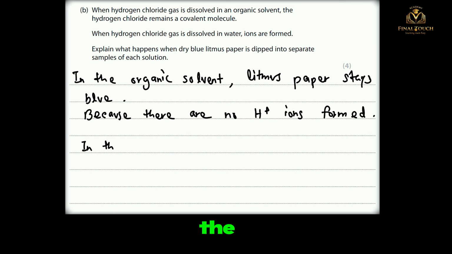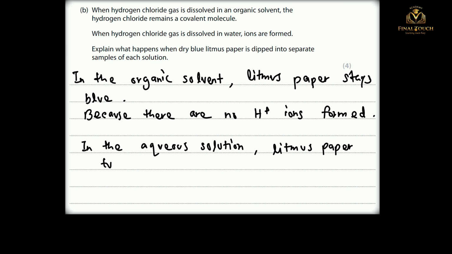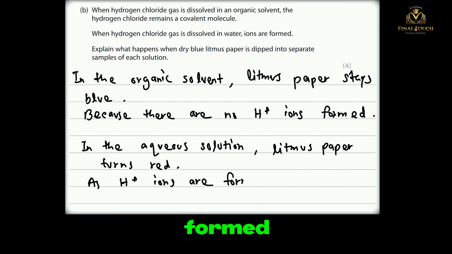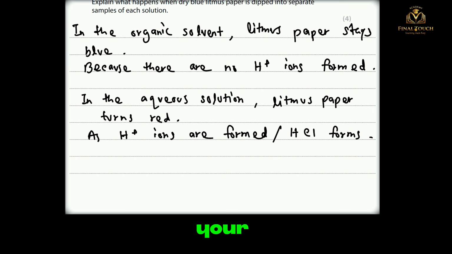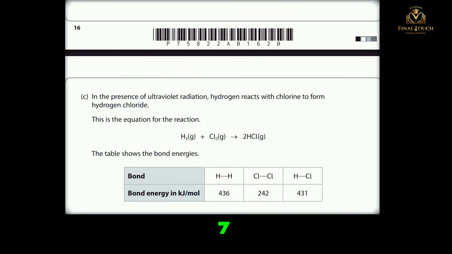Whereas in the aqueous solution, as in the water, litmus paper turns red as H+ ions are formed, or you can say HCl forms ions when reacting with water. That's your answer for 7B.